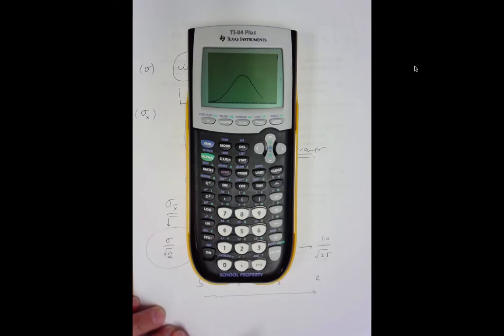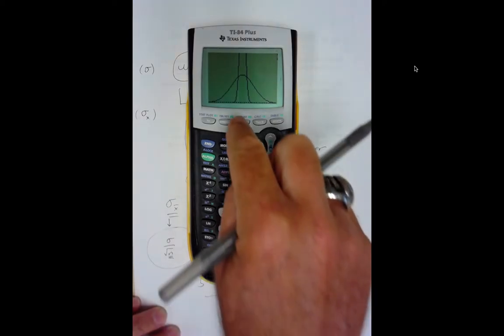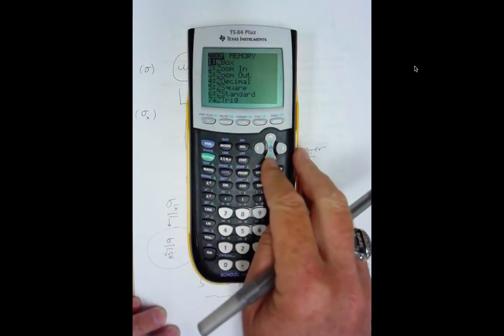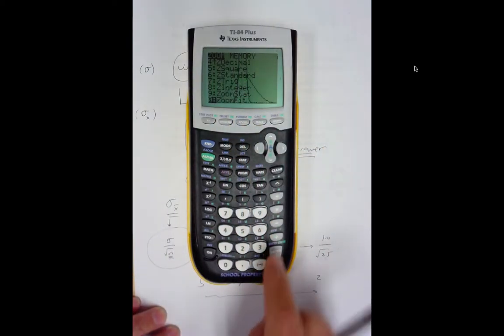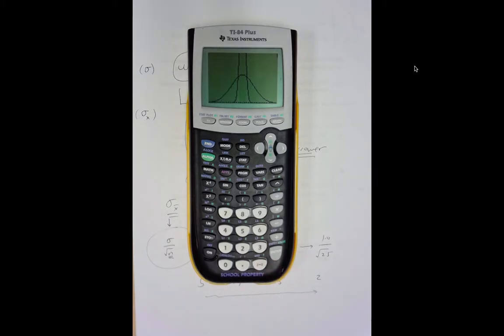So there's the parent population, mean of 100, standard deviation 10. And here we go. Well, I didn't even go high enough, did I? I'll tell you what we can do. Let's just use the same thing. Zoom, fit, hit enter, not graph. And it'll set the window for both distributions.